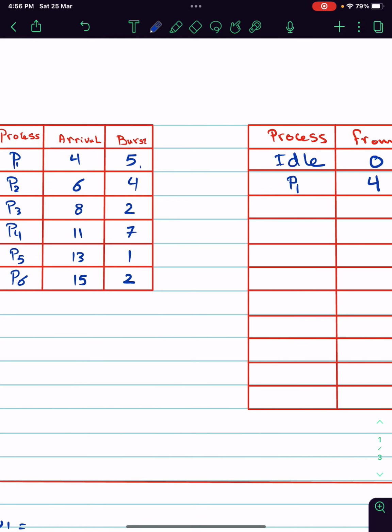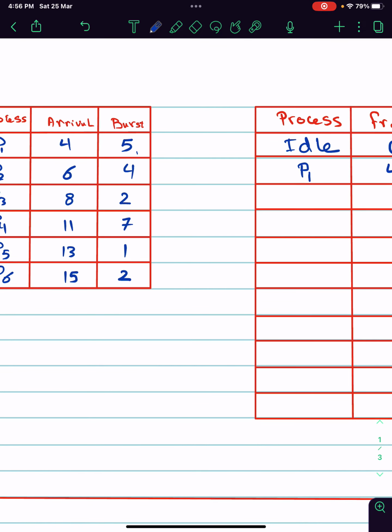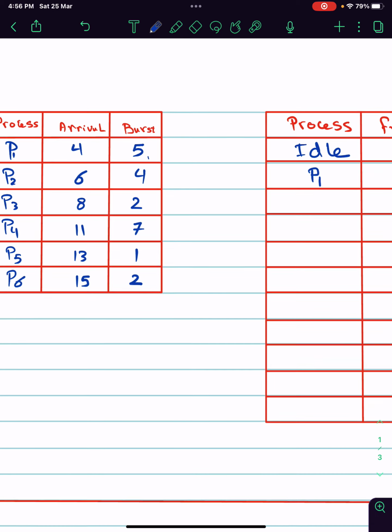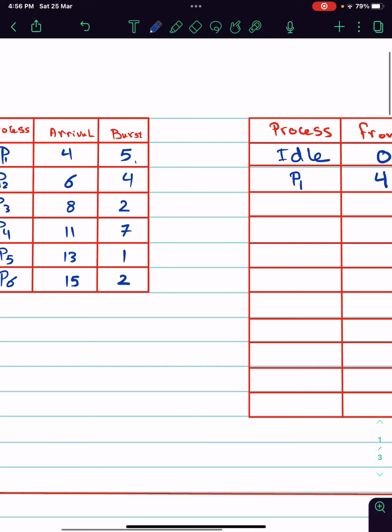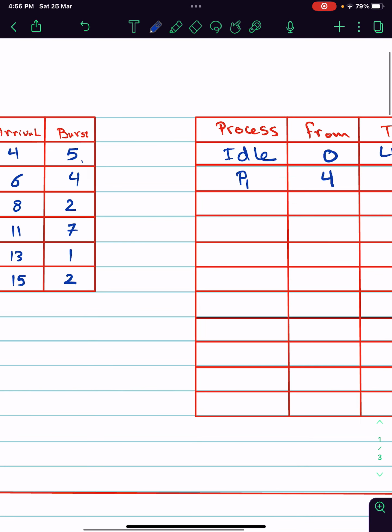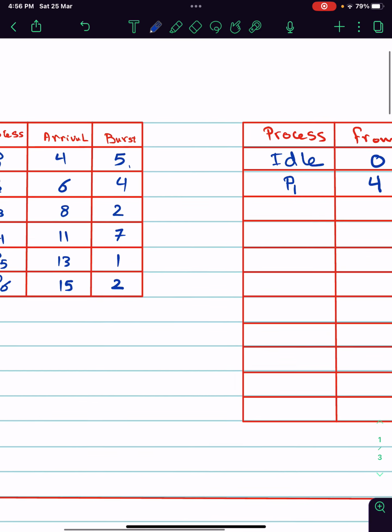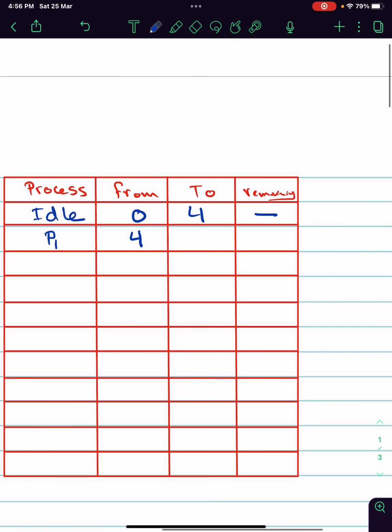The process 1 has a burst of 5, which is actually bigger than the burst of P2, but at the moment of choice, P2 wasn't there, right? So P1 is the one that is going to be chosen. It's going to be working from 4 all the way to 9. Why? Because the burst is 5, and of course the remaining time here is 0.